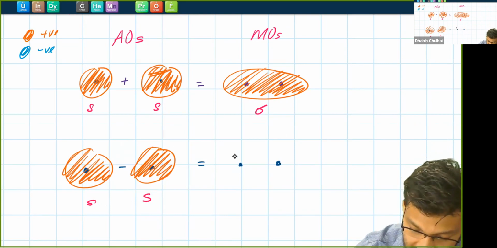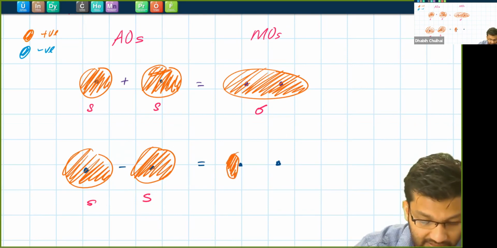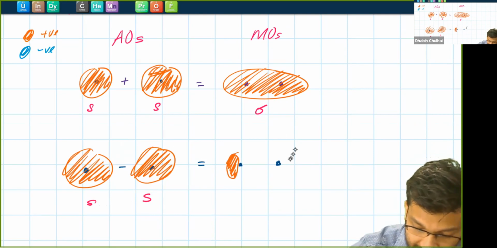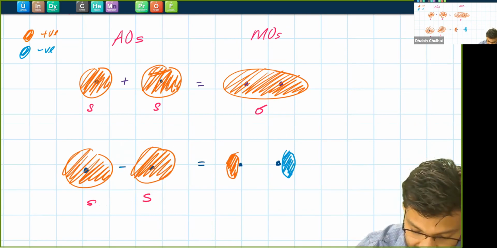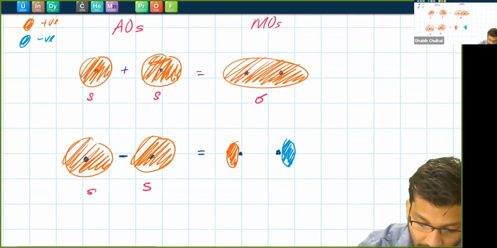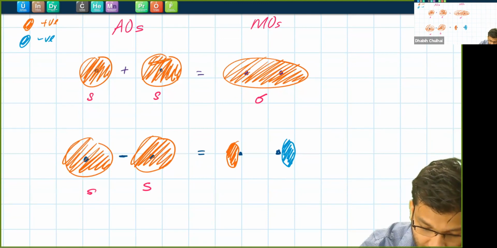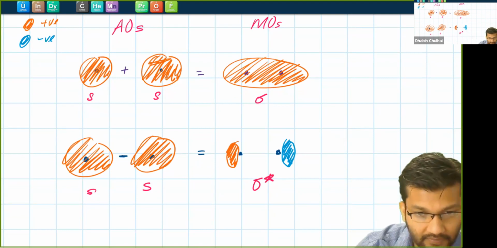But there'll be a little bit left over on the far left that doesn't get canceled out. And on the far right, there'll be a little bit left over that doesn't get canceled out either, but it'll be a different sign because there's a negative sign in front of that wave function. So this will be negative. We can't really call this a sigma anymore. So what we'll call this is sigma star, like that.